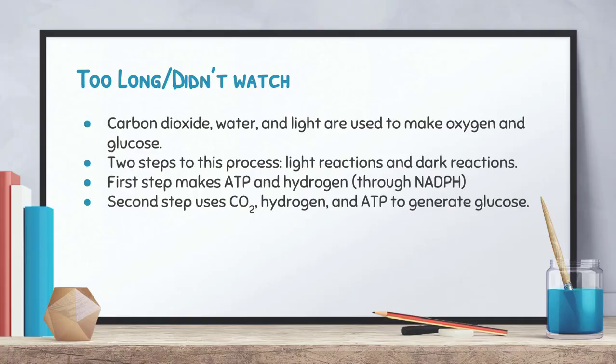So again, the whole goal here for you to understand is that carbon dioxide, water, and light are used to make oxygen and glucose through the process of photosynthesis. There are two steps to this process, our light reactions and our dark reactions. The first step makes ATP and hydrogen, which is transported utilizing NADPH. The second step uses carbon dioxide, hydrogen, and ATP to generate glucose.